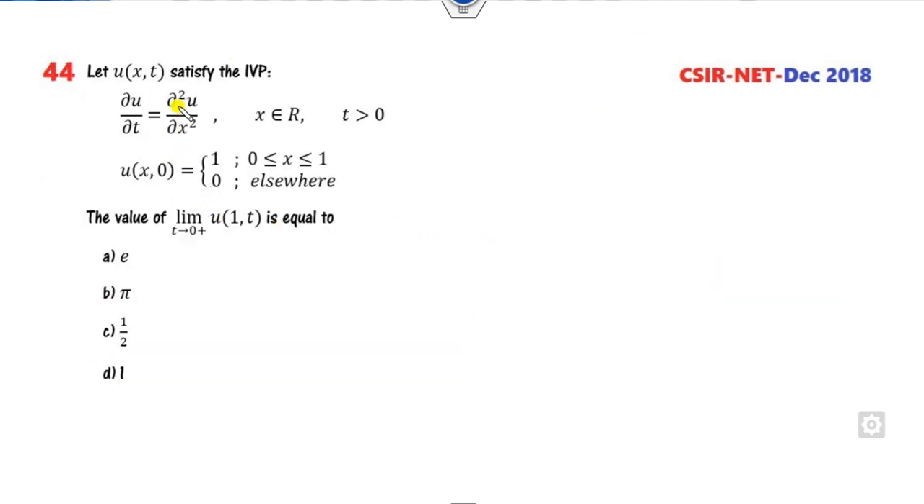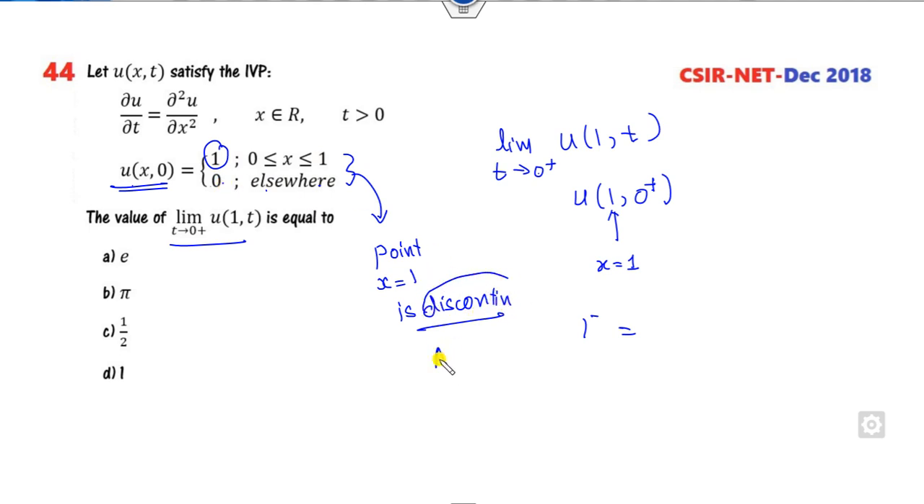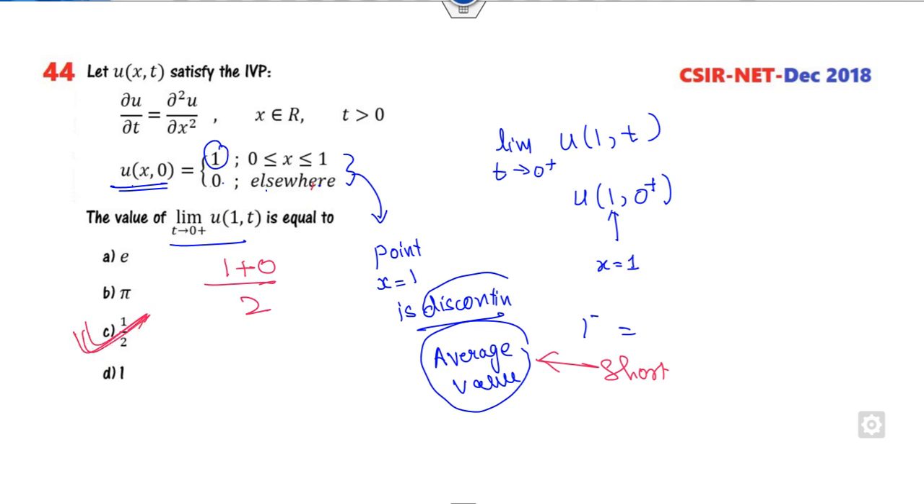Okay, now look at this one. Again, our target is to find the value at 1 comma t. When you take t as 0 positive, it looks like 0 positive. That means this is the initial condition at the point x equal to 1. But here you can see the point x equal to 1 is discontinuous, because the limit from 1 minus is 1 and from 1 plus is 0. Whenever there is a discontinuous function, we always take the average value. That's a simple shortcut trick for you. What is the average of this? 1, upper is 0, so 1 by 2. So a half is the right answer of this problem.